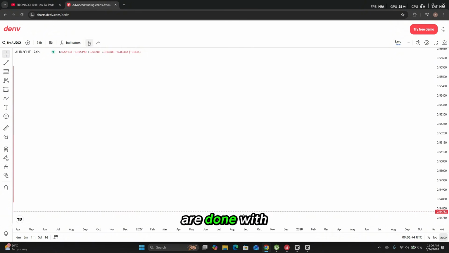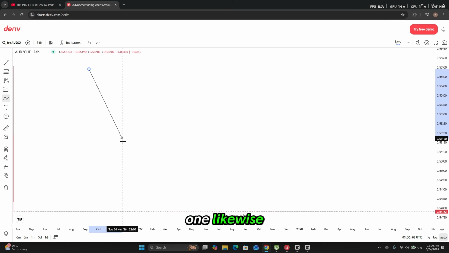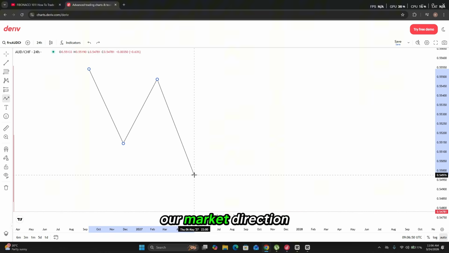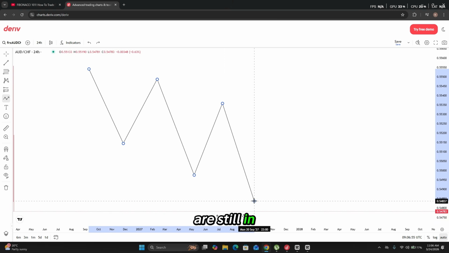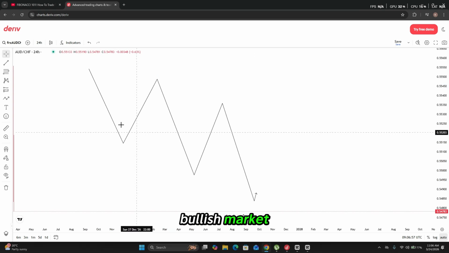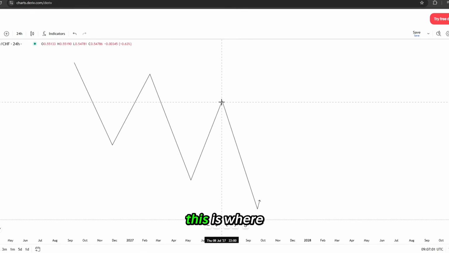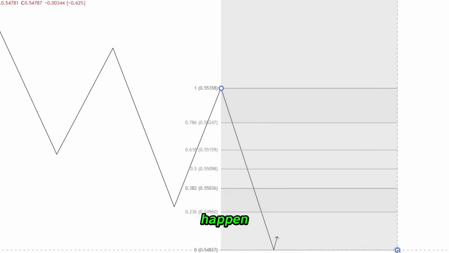Now that we are done with the bullish example, let's move on to the bearish one. Likewise, we need to take note of our market direction. We need to be sure if we're still in a bearish market or in a bullish market. Now we see that we are in a bearish market, right? This is where we're expecting our retracement to happen.